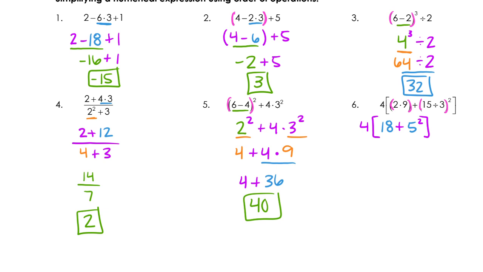Now, we do still have grouping symbols here, so we do still need to continue working inside of those. I see adding and I see an exponent. According to PEMDAS, we have to do the exponent. So I'm going to bring the 4 down.